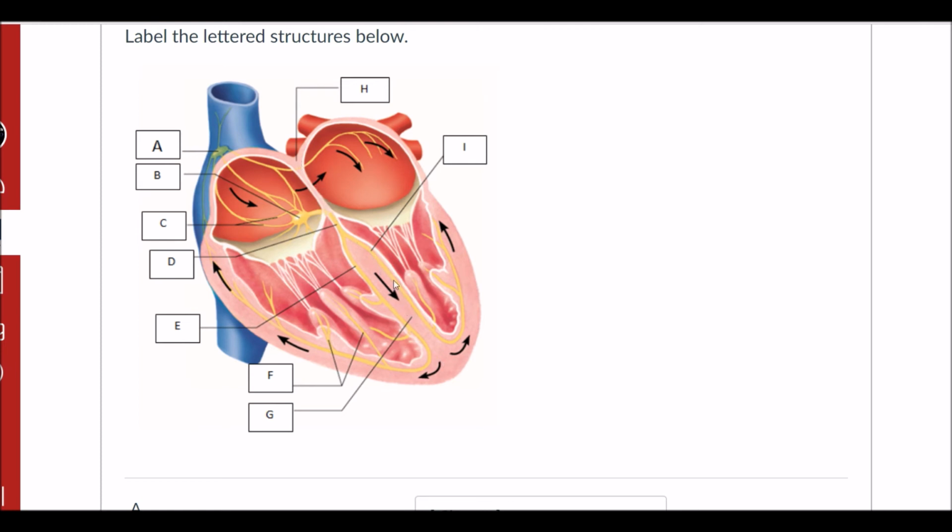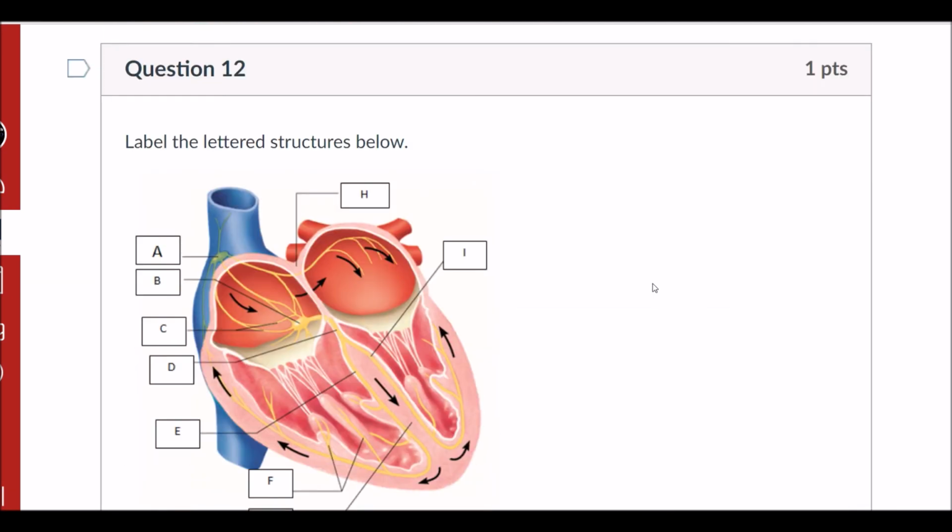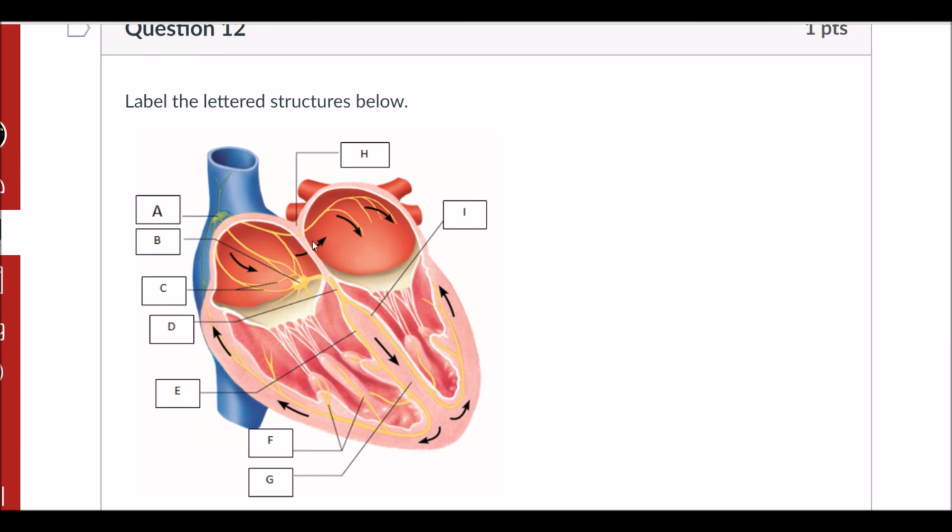H in between the atriums. So this is interventricular and this is interatrial. Is that a choice? Yeah, the septum. And then I. This is on the left side, so that is the left bundle branch. How'd you guys do on this one? Not too bad? Okay, not too bad. H is interatrial septum. This structure right here. And then lastly, I is on the left side.